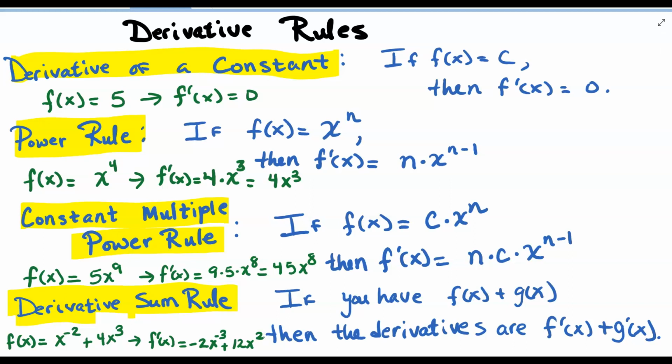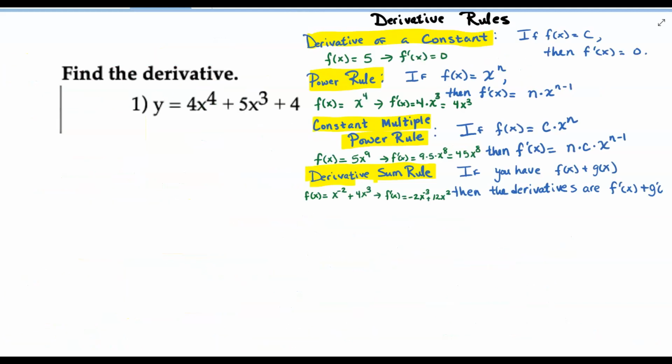So these are just some of the very basic derivative rules, and you're going to combine them later on with other rules, and it's actually really neat. But let's go ahead and take a look at a couple of examples. The first problem says y equals 4x to the 4th plus 5x cubed plus 4. So we're hitting a multitude of these rules here: the power rule, the constant multiple power rule version, the derivative of the constant, and the derivative sum rule. The same thing works with a derivative difference. Whether it's plus or minus doesn't make a difference. You just preserve the sign.